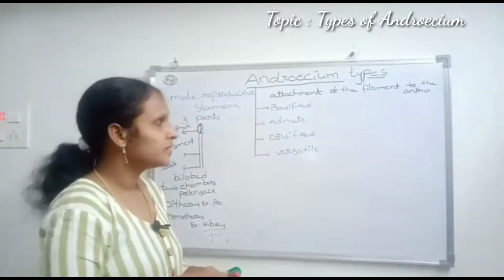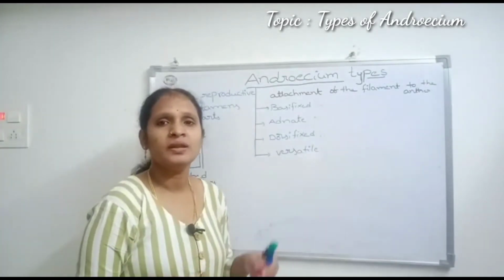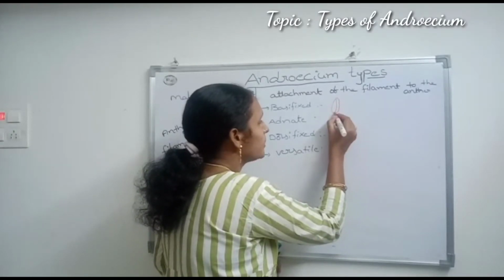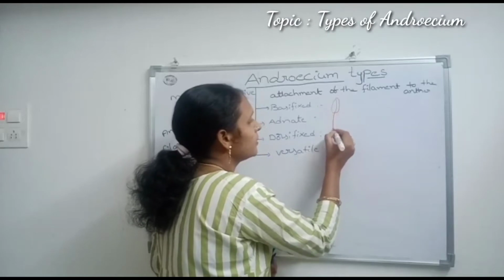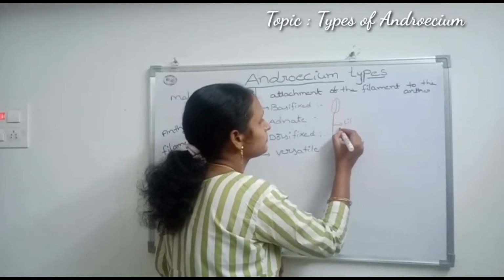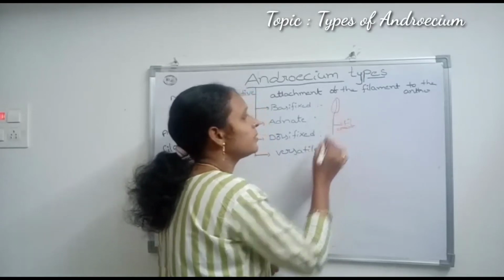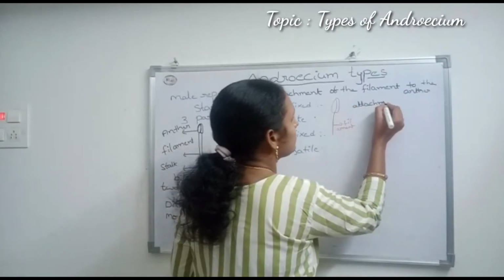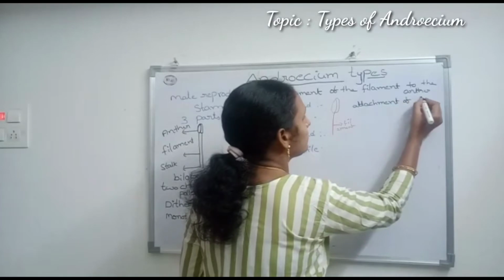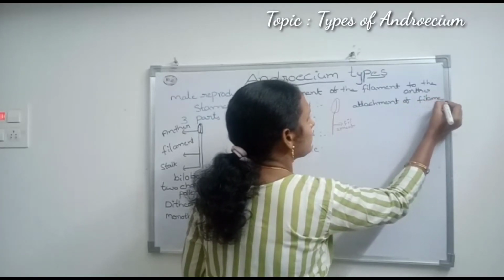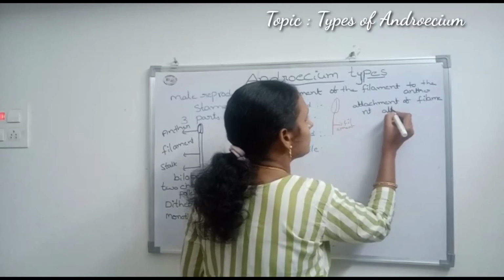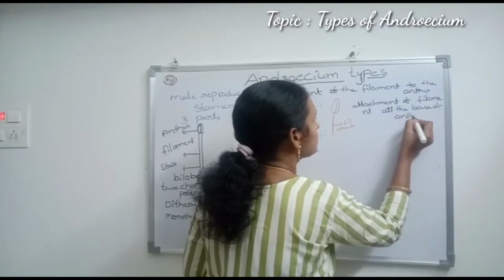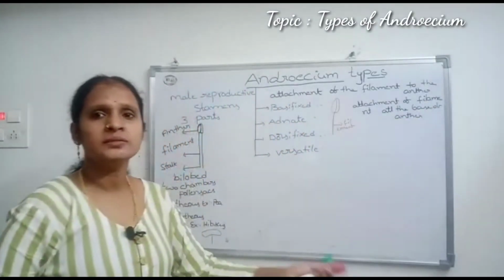First one, basifixed. Basifixed means attachment of the filament at the base of the anther. An example of basifixed is mustard.